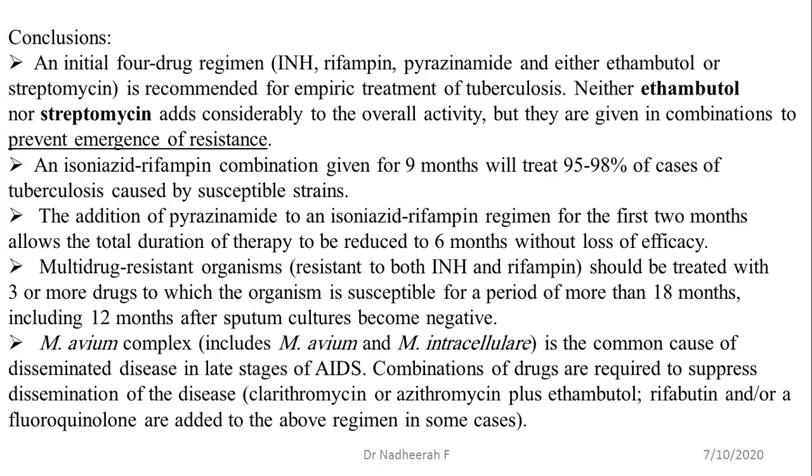In conclusion for the antimycobacterial drugs, an initial four-drug regimen of isoniazid, rifampin, pyrazinamide, and either ethambutol or streptomycin is recommended for empiric treatment of tuberculosis. Neither ethambutol nor streptomycin adds considerably to overall activity, but they are given in combination to prevent emergence of resistance.